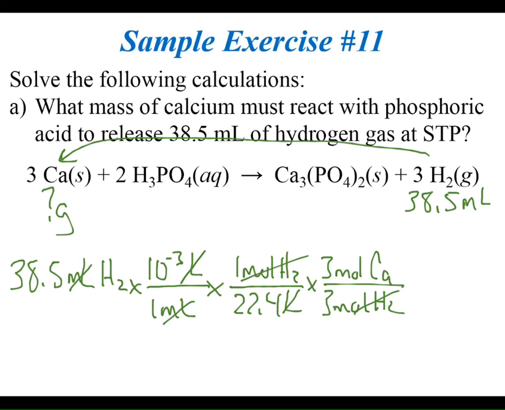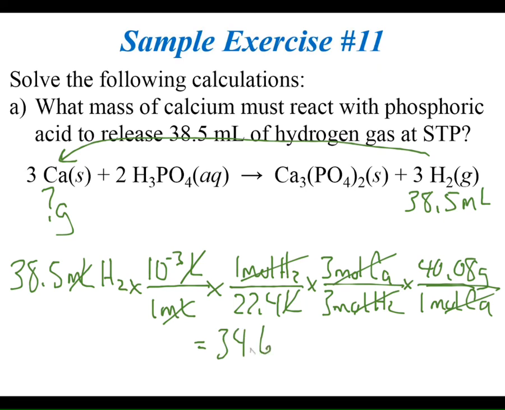So find calcium on your periodic table. I think it's 40.08. Okay, good. There you go. So plug that all in. Did you get an answer? Let's hear it. 34.6. Okay, 34.6. What's my units? Grams. Good.